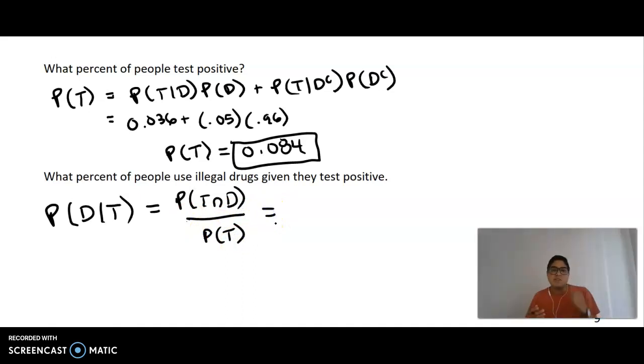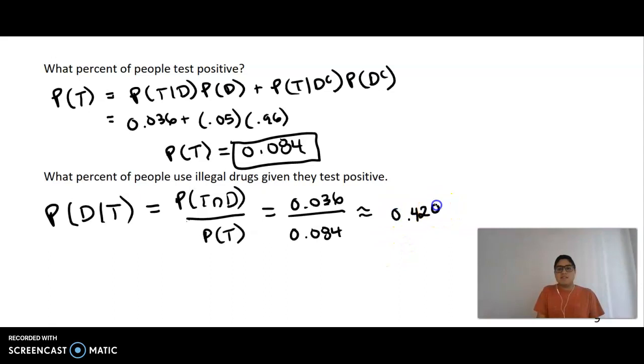Well, on the AP exam, most times these are often scaffolded, meaning you've already found something that you need in part A to use in part B. So here we found their intersectional probability. That was 0.036. And then the total probability of testing positive was 0.084, meaning that the probability of using drugs given that you test positive is roughly about 0.4286. So almost a 50% chance that you're using drugs given you test positive.